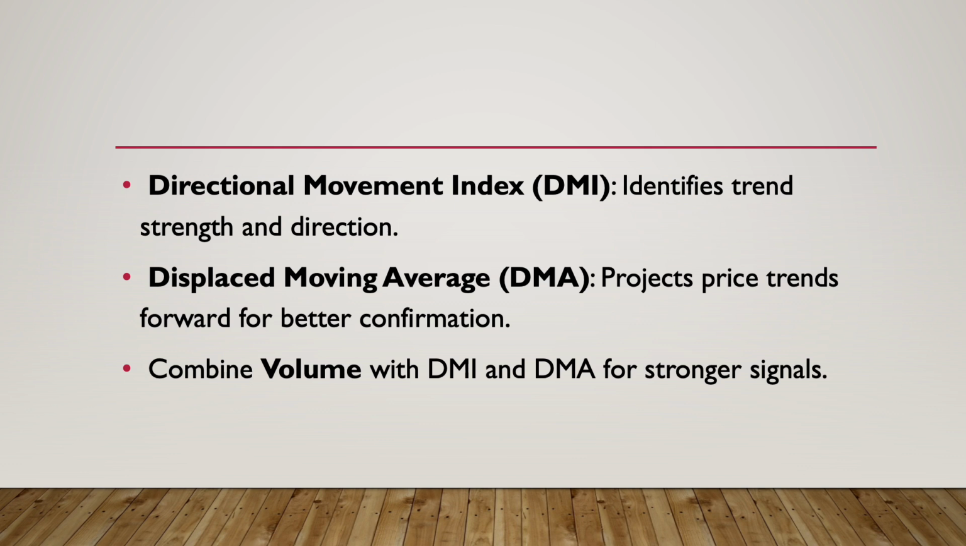Indicators like the Directional Movement Index, DMI, and the Displaced Moving Average, DMA, are powerful tools for confirming trends. The DMI measures both trend strength and direction, while the DMA shifts the moving average forward to better align the projected price movement. Together with volume, these tools can help traders spot trends earlier and more accurately.